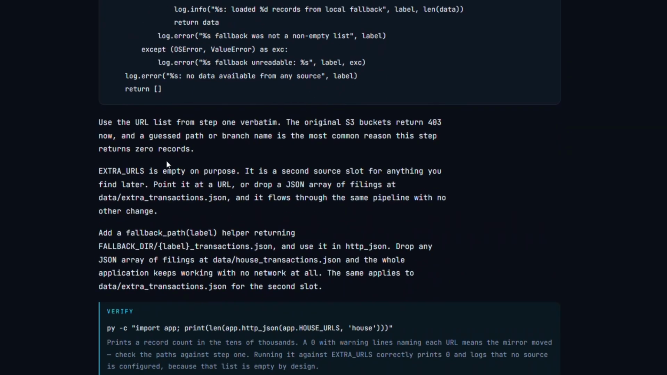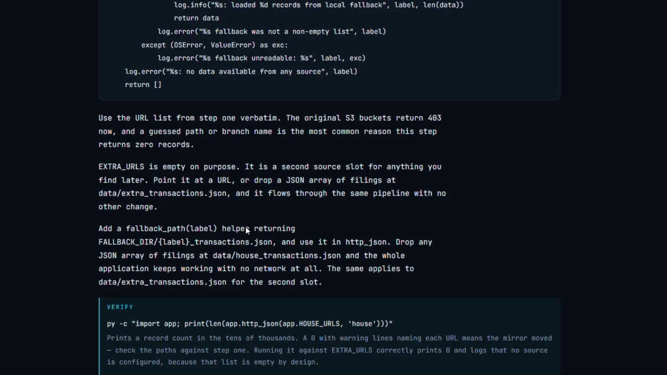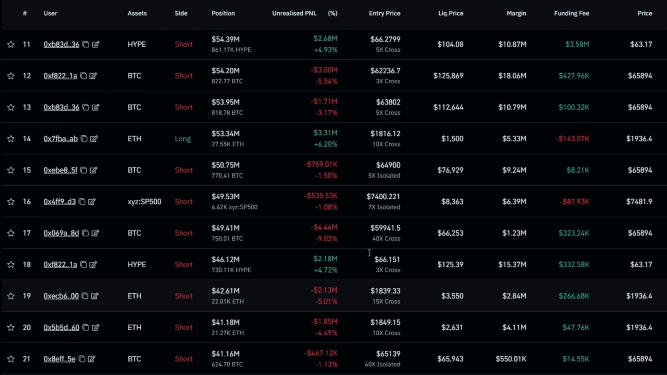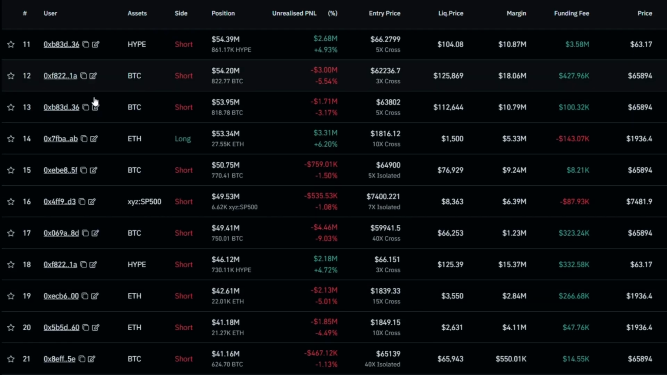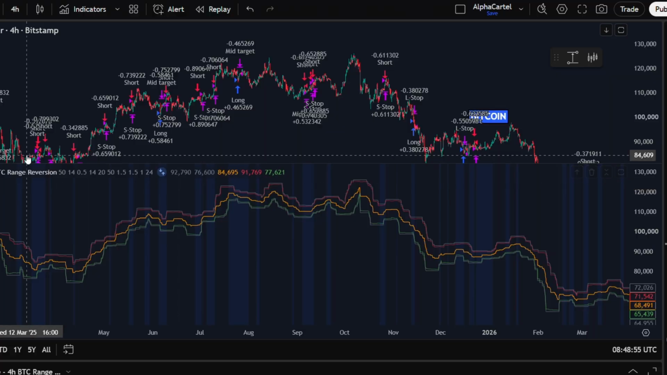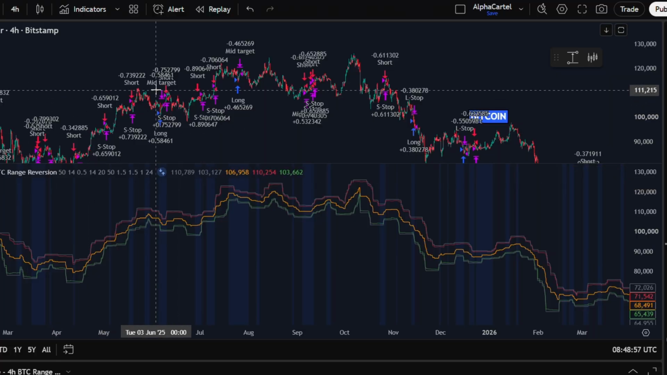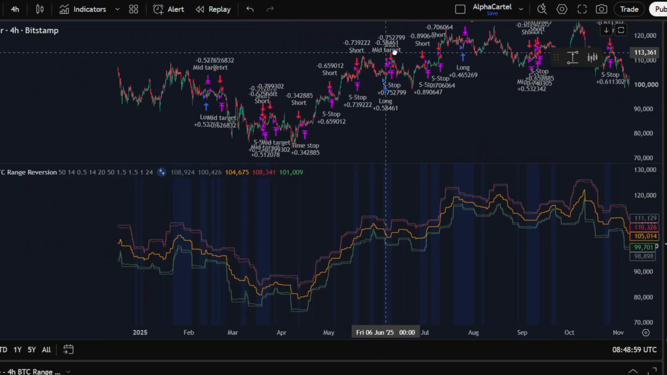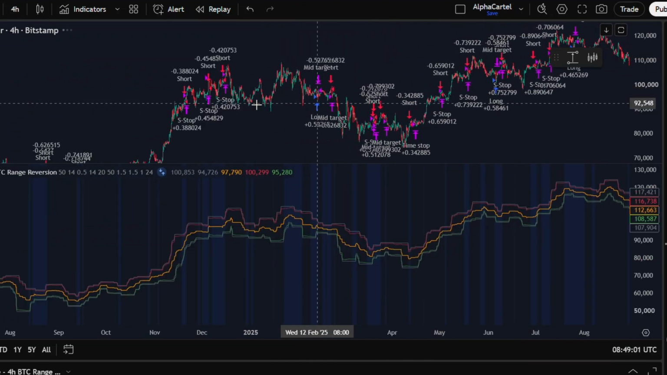There is a second source slot sitting empty in the config, and that is deliberate rather than unfinished. Free, current, machine-readable coverage is not evenly available across both chambers, and I would rather ship one source that is actually live than 2, where one is quietly years out of date.